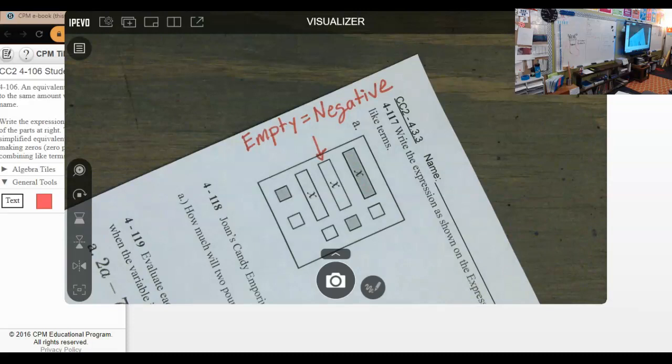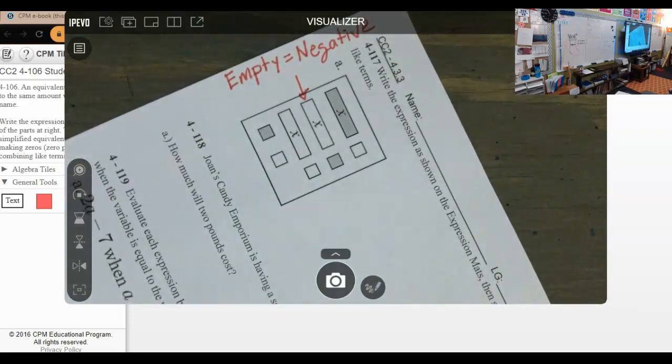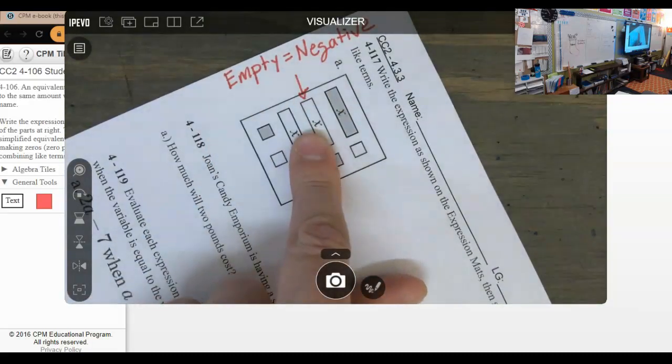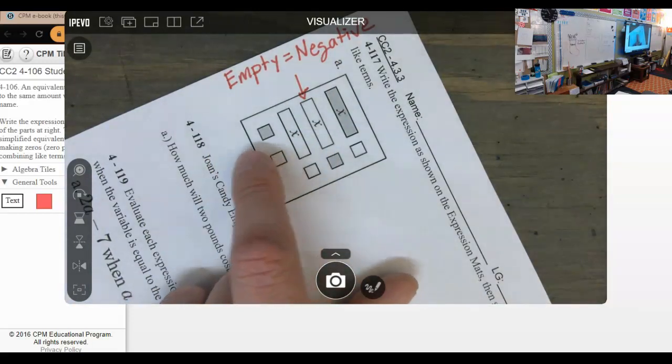I thought you literally just said don't write it. But I'm using that to talk about negative.